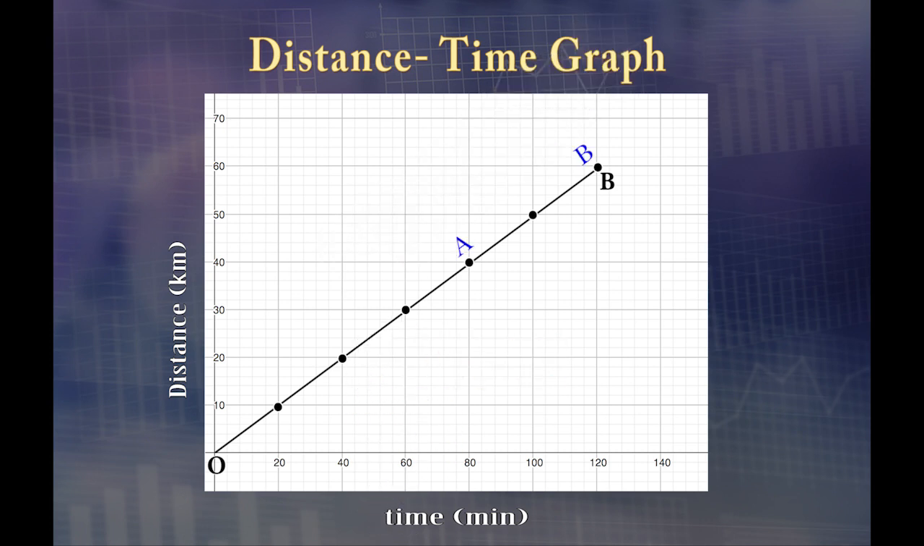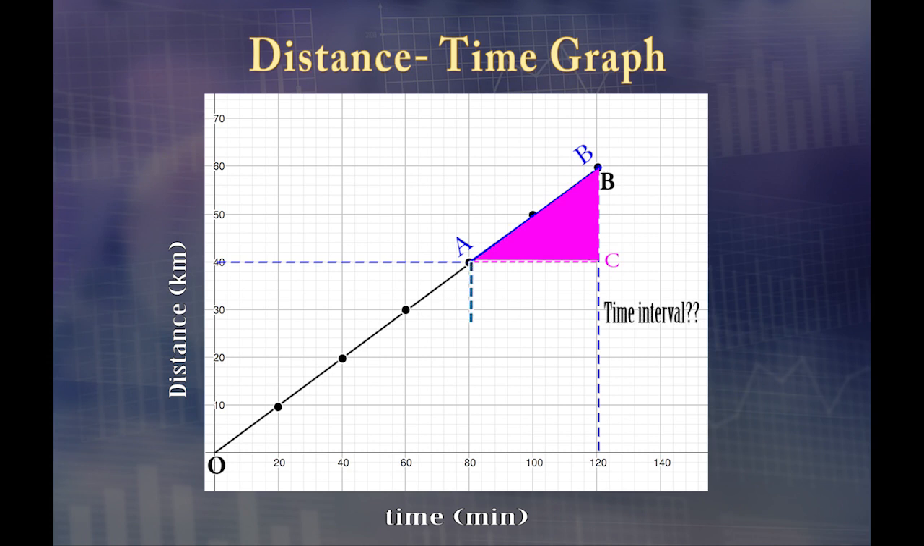Consider a small part AB of the distance-time graph. Draw a line parallel to the x-axis from point A and another line parallel to the y-axis from point B. These two lines meet each other at point C to form a triangle ABC. Now on the graph, can you say which line denotes the time interval?